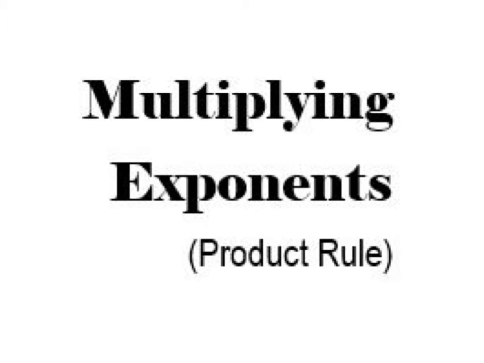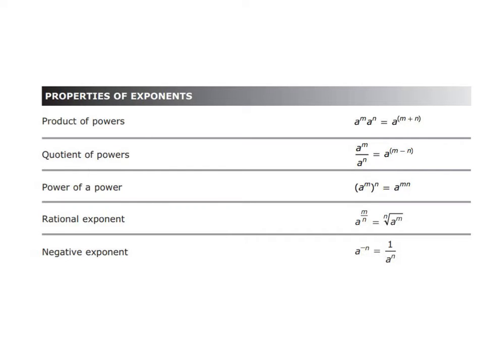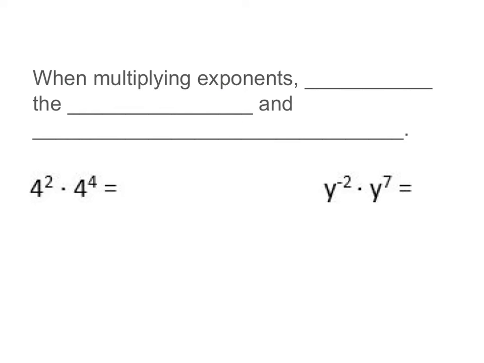All right, today we're going to look at multiplying exponents. So the product rule. So this one is the first one. So the product of powers. This one is used often, and we do have to pay attention to some details while we work through these. So when multiplying exponents, we add the exponents and keep the base the same.